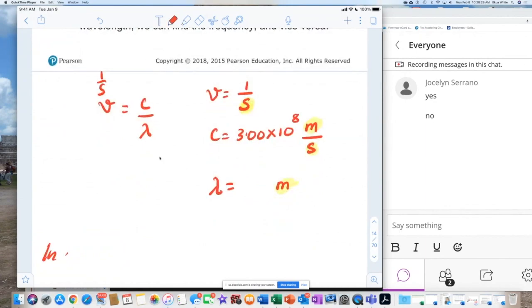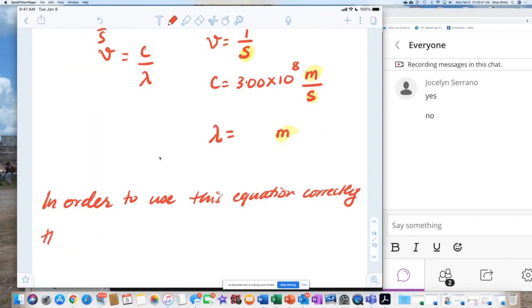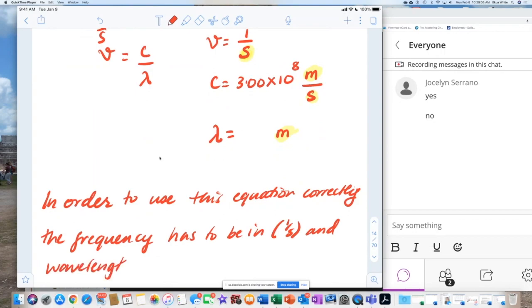So in order to use this equation correctly, if I can spell correctly, the frequency has to be in per second and wavelength has to be in meters. Okay?